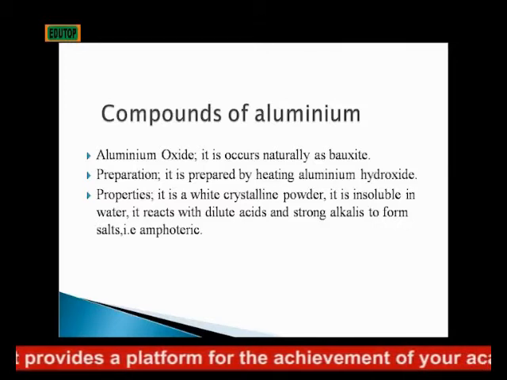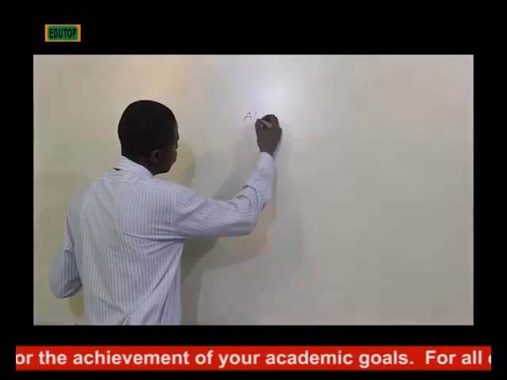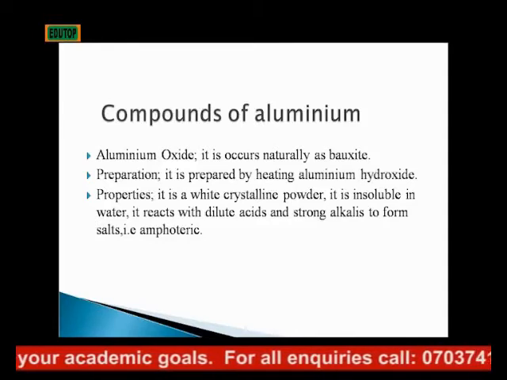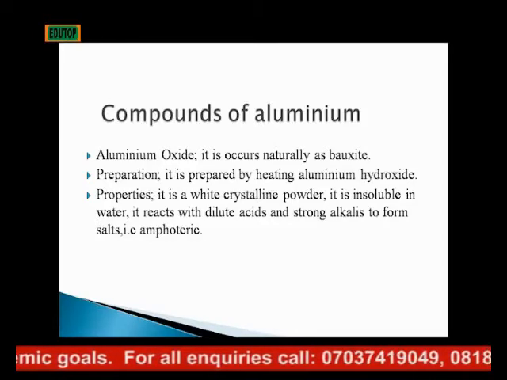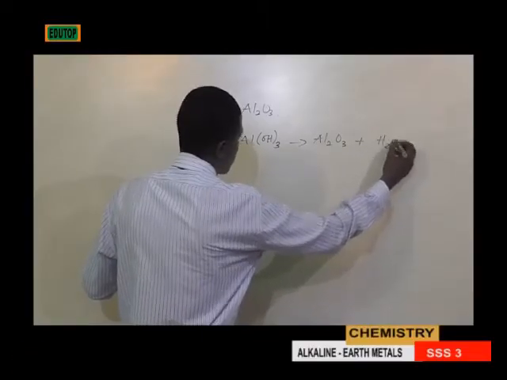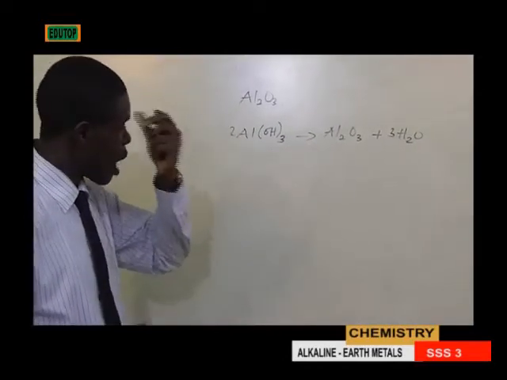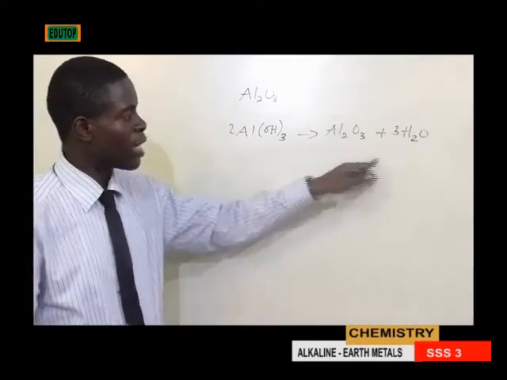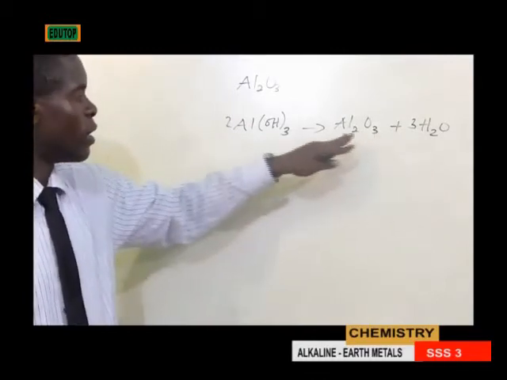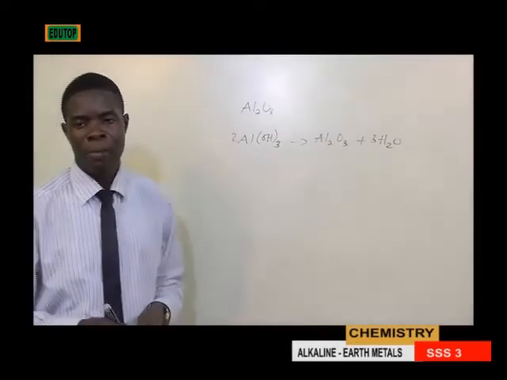Compounds of aluminium. Aluminium oxide occurs naturally as bauxite, with the chemical formula Al2O3. Preparation. It is prepared by heating aluminium hydroxide. When aluminium hydroxide is heated, you have aluminium oxide and water as the byproduct. And this is a simple way in which aluminium oxide can be prepared.